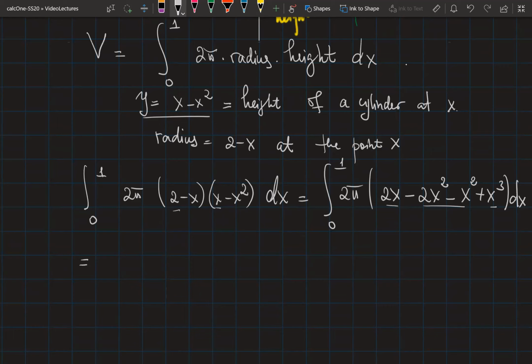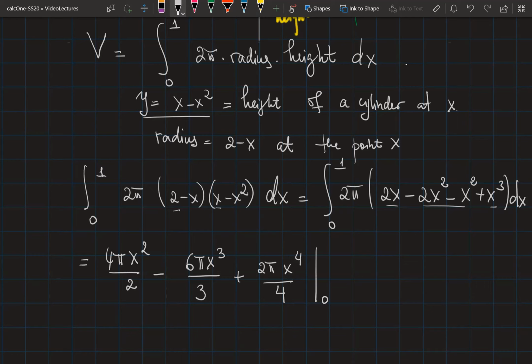So I can just take the antiderivative. It's going to be 2 pi x squared over 2, minus 2 pi times 3x cubed over 3, plus 2 pi times x to the power of 4 divided by 4, right? Because x cubed has integration x to the 4 over 4. We have to evaluate this from 0 to 1.